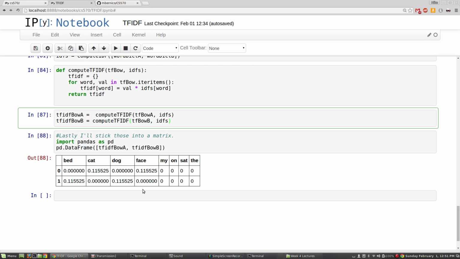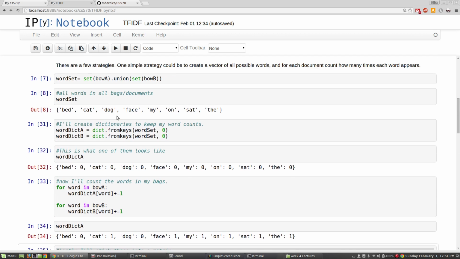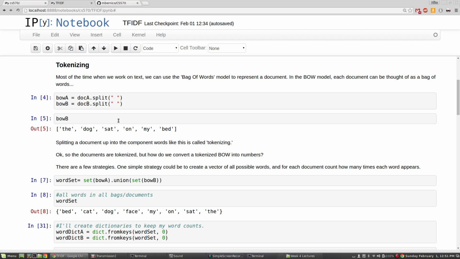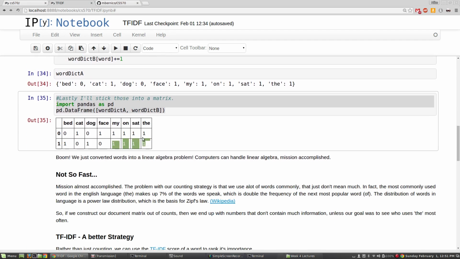If you remember before, I'll scroll back up. Scrolling. You saw that the most common words were on, my, sat, the. And they didn't really provide much differentiation. We had two sentences that are very different, right? One's about a cat sitting on a face, the other one's about a dog sitting on a bed. If a computer were to look at these, there's some differences, but it's pretty hard to see.